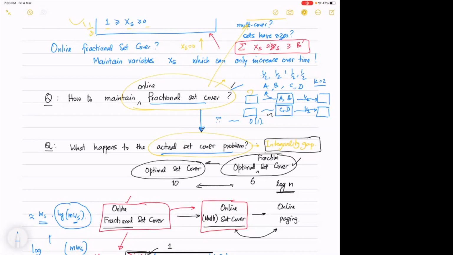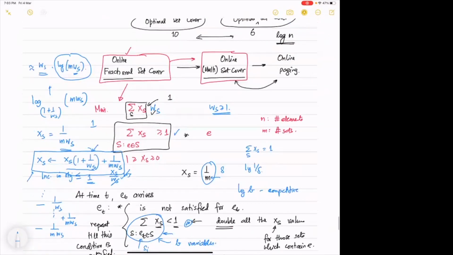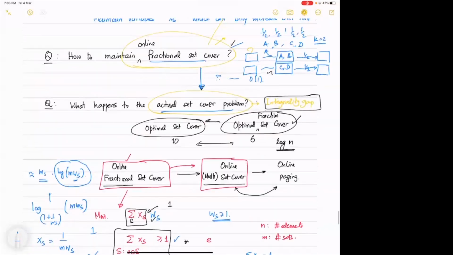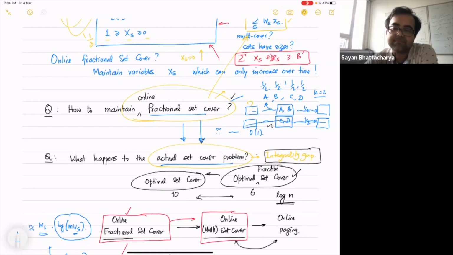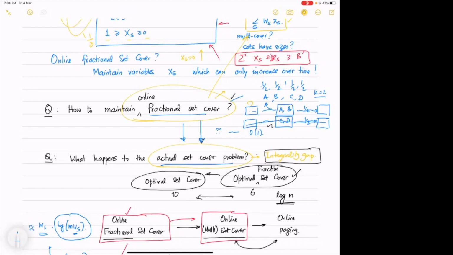In the solution for the fractional set cover, I never used randomness. So the randomness is only coming in this translation from online fractional to online actual set cover, even in the case of paging. That's where the randomization comes in. Basically you maintain this probability distribution, pick one of these trajectories uniformly at random, and just go through that trajectory. Roughly that's how this is done.